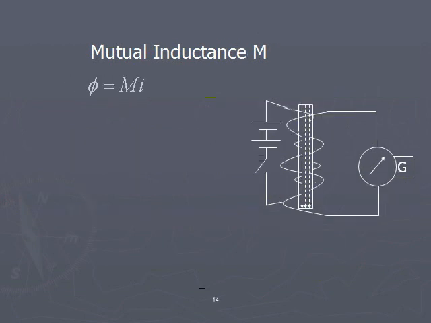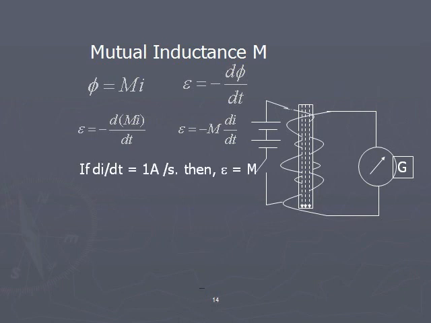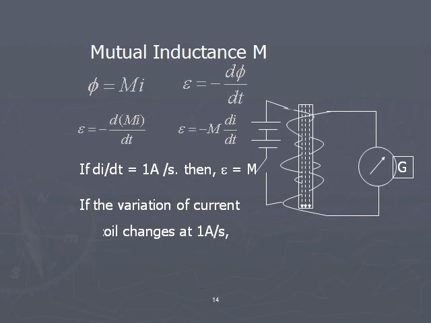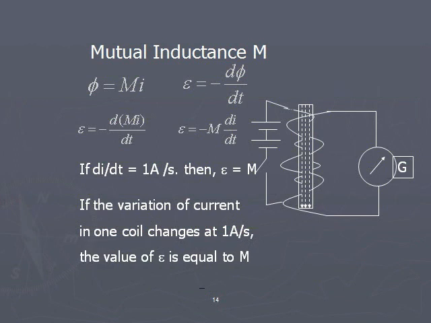We can also define mutual inductance in another way by deriving a relation for the induced EMF. We know that the relation for induced EMF E is equal to minus d phi by dt. Now, using the value of phi equal to Mi, we will get E is equal to minus d by dt of Mi, that is equal to minus M di by dt. Let us use this relation for defining mutual inductance. We can define this by taking the following mathematical observation. If di by dt is equal to 1 ampere per second, then E is equal to M numerically.